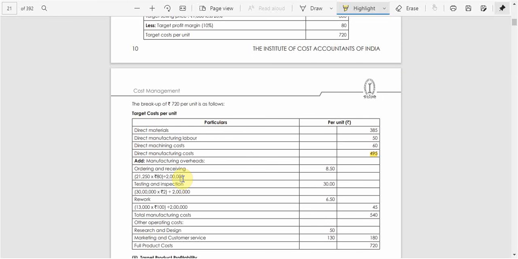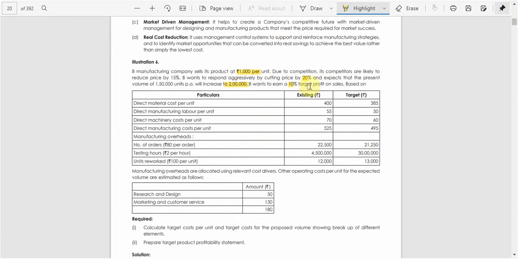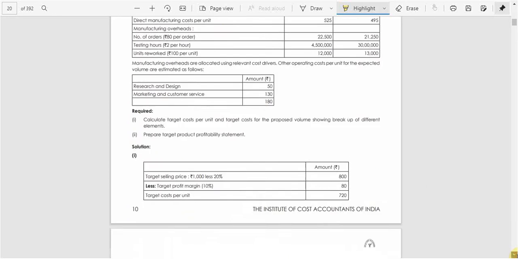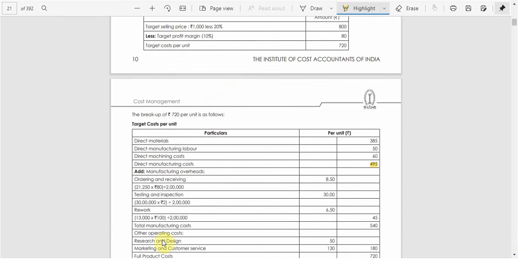2 lakh units per year, because the company is expected to sell 2 lakh units. So we can get the manufacturing overhead, the ordering cost per unit. It is 21,250 into 80 divided by 2 lakhs, which comes to 8.50.